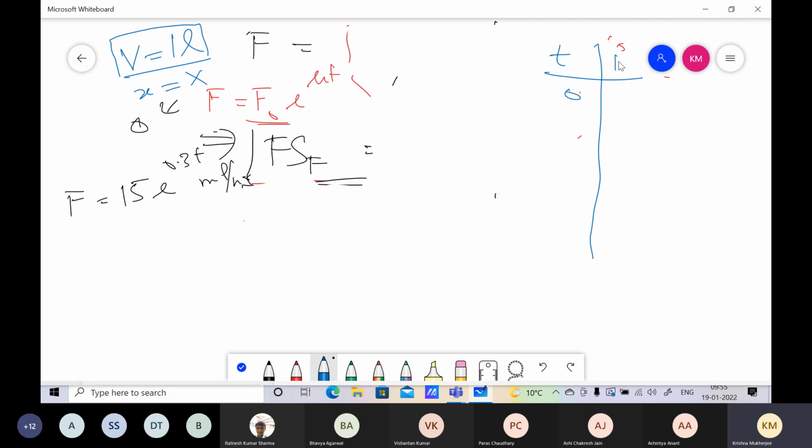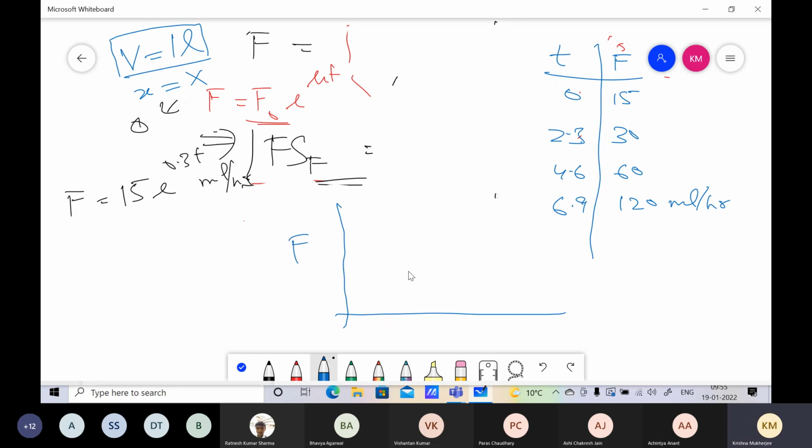When time is 0, feed is equal to 15 ml per hour, and I know that at 2.3 hours approximately it will become 30 ml per hour, and at 4.6 hours it will become 60 ml per hour, and adding 2.3 again, at 6.9 hours it will become 120 ml per hour. So obviously my feed is this. Of course, it is not in steps. It is actually a feed like this, which has an equation given by this equation. So this is my feed, and it goes up like this.